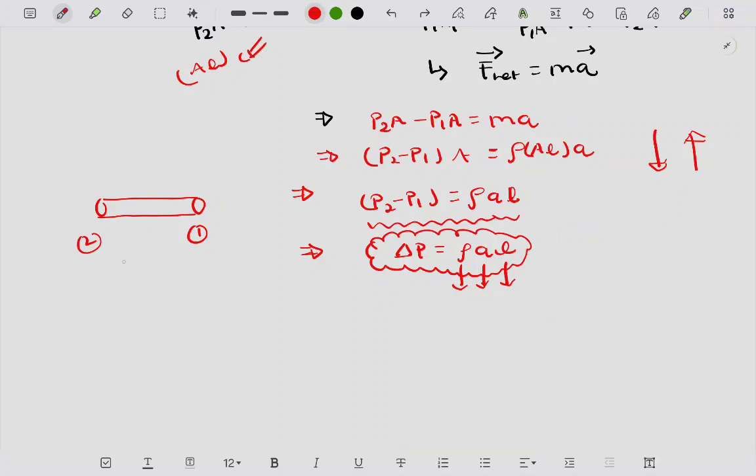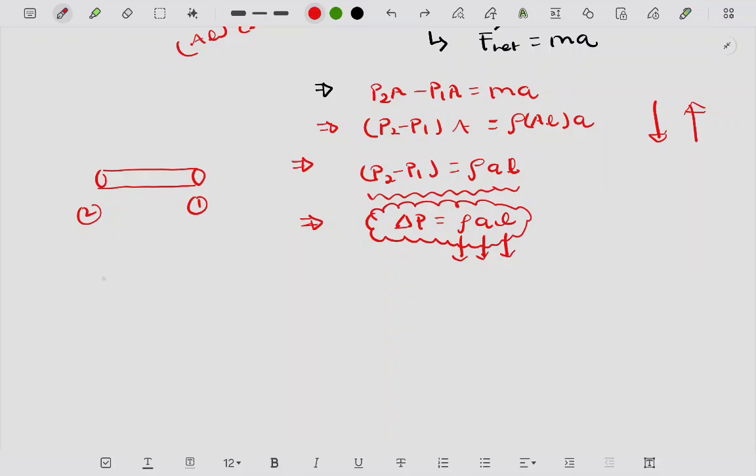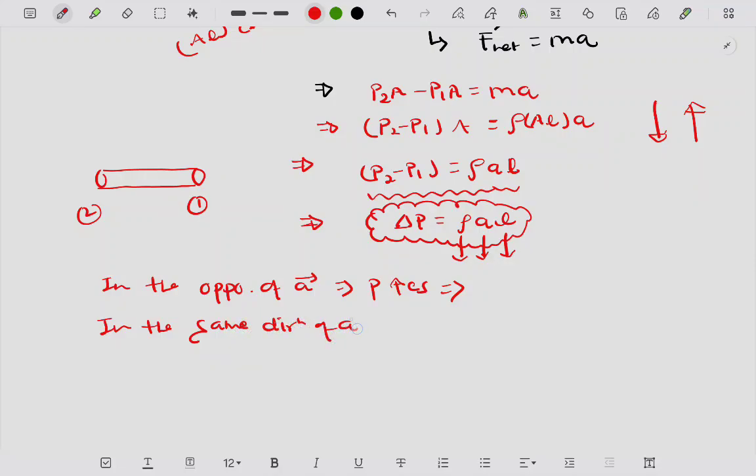In the opposite direction of acceleration. How do I remember it? You can remember it like this: in the opposite direction of acceleration, pressure increases by how much value? Rho a L. Just keep it in your brain. Or in the same direction of acceleration, please remember pressure decreases by how much value? Rho a L.